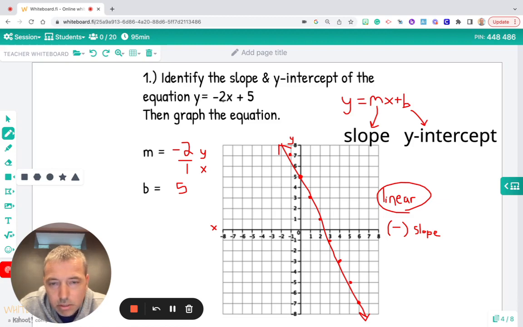Well, negative 2 is a negative number. All right, I hope that helps.